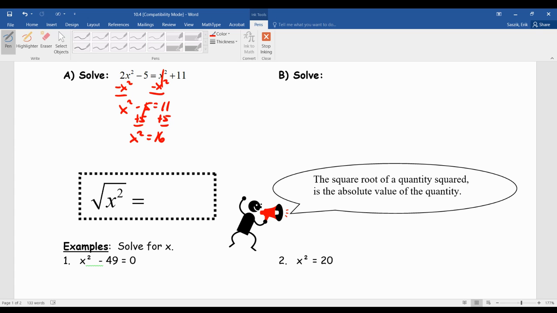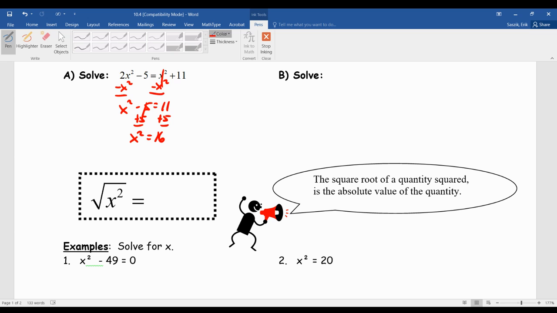So you ask yourself, what number multiplied by itself gives you 16? Well, most people usually come up with 4, and that's right. But remember, negative 4 multiplied by itself, negative 4 times negative 4, is also 16. So there's actually going to be 2 answers here, okay? Most quadratic equations will have 2 answers.